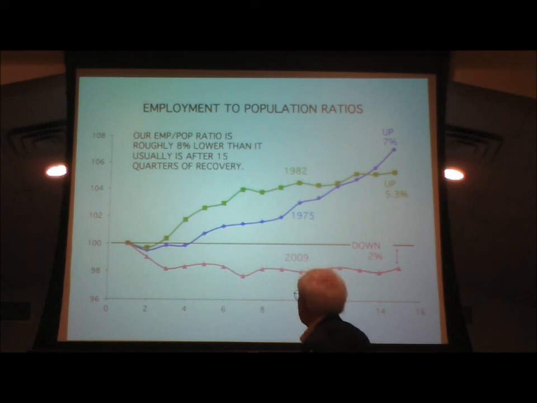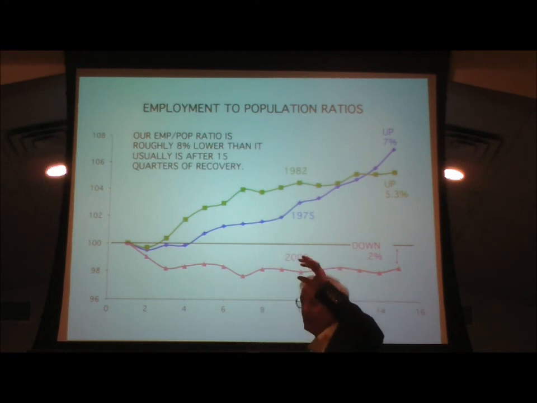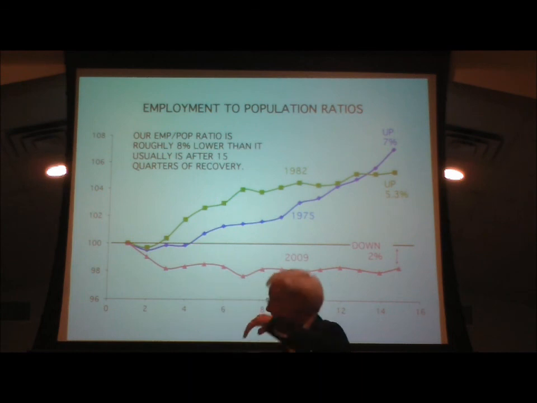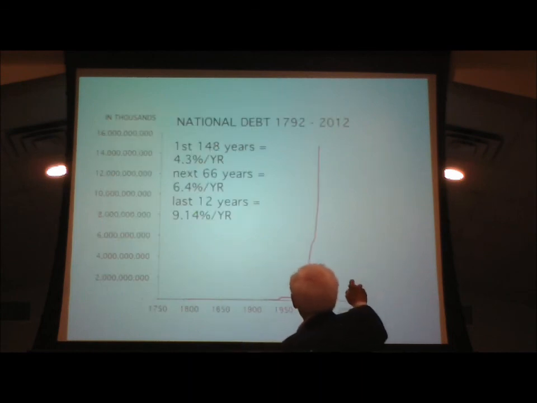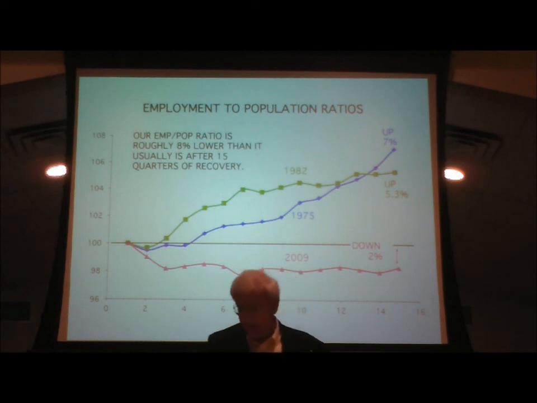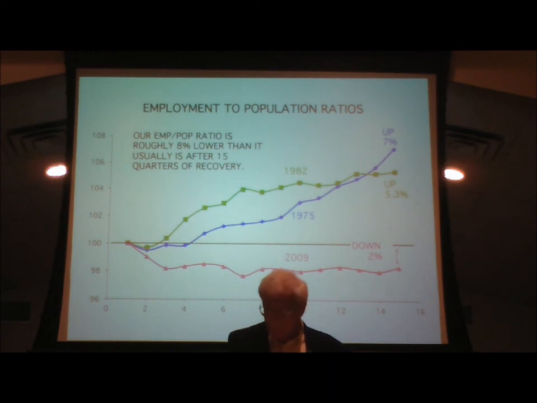Here are some employment to population ratios for the three recoveries, 82, 75, and 92. You can see that by this point we were up 7% in 75. That's the ratio of employment to the adult population that could conceivably be employed. We're not counting children. We're not counting people institutionally confined. So we're up 5.3% in the 82 recovery. We're down 2% here. So the difference, taking that average maybe of 6, instead of being up 6, we're down 2. And so that shrinkage in the employment to population ratio translates into a loss of output of about $600 billion by this particular time.